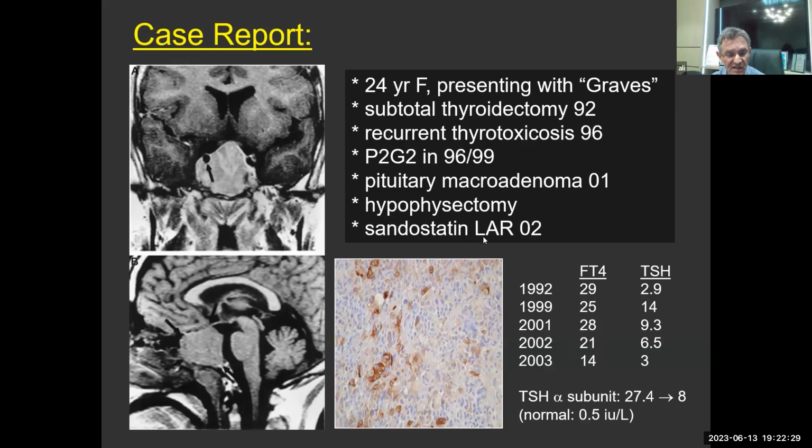was put onto Sandostatin. And you remember the very first slide I showed you, that the control of TSH is by TRH, which stimulates it, or by somatostatin, which inhibits it. So in this condition, the somatostatin analog, long-acting Sandostatin, is used, which inhibits TSH production.